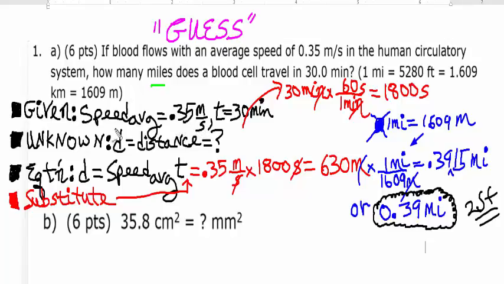In the given section, we take each number, we look at its units, we look at the scenario, we write the number, and we associate a symbol for it. Time, 30 minutes, the symbol is T. What is the question asking for? How many miles does a blood cell travel? So the unknown is, what is D?